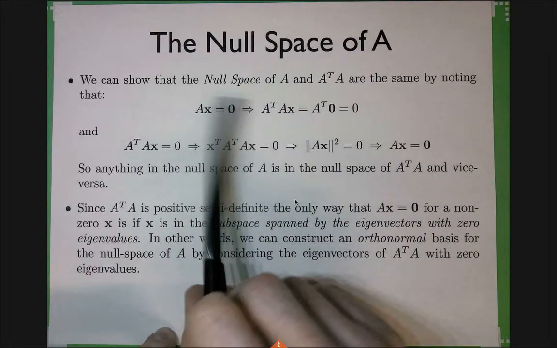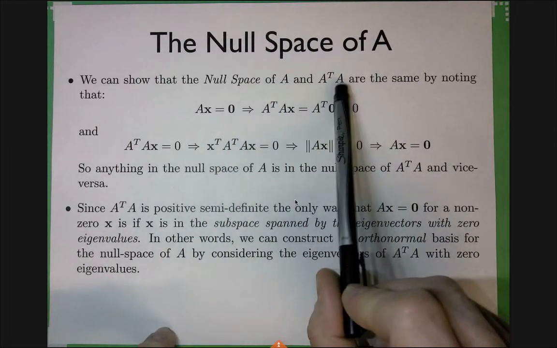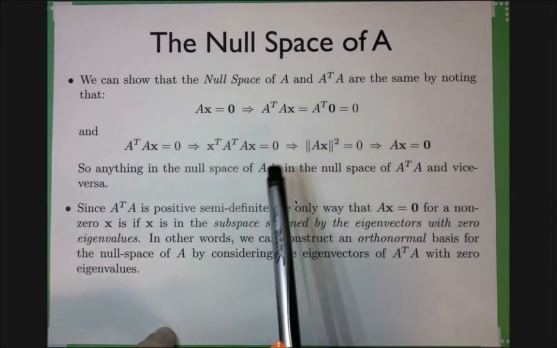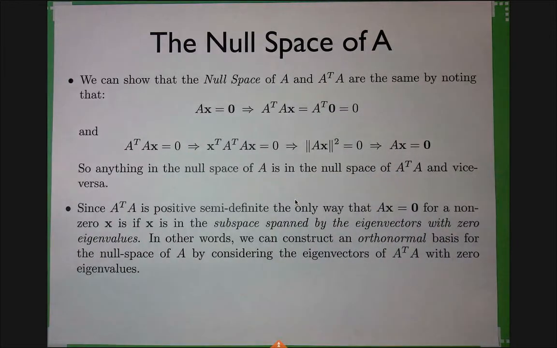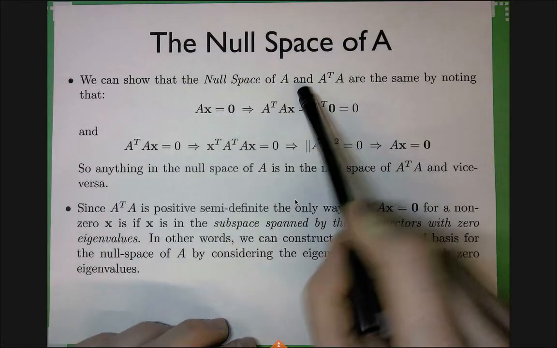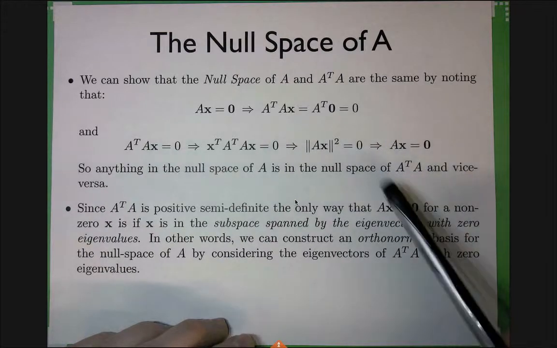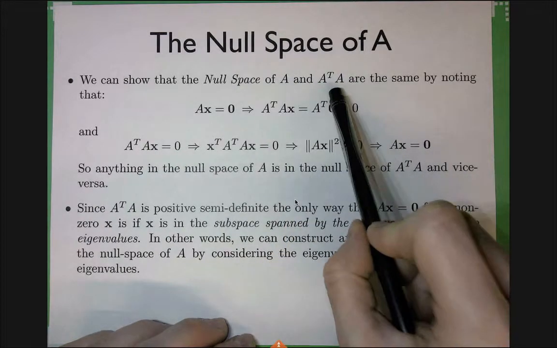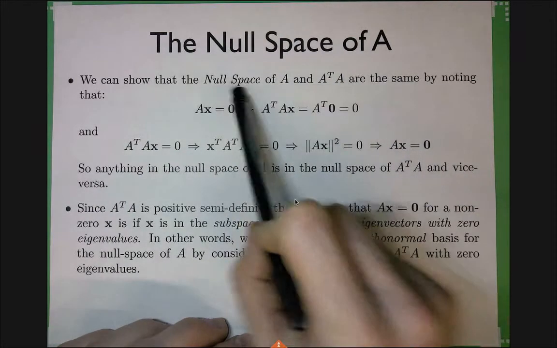So I claim that the null space of A is exactly equivalent to the null space of A^T A. This essentially points out the relatively close relationship between the two matrices, right? They are not the same, right? They don't even have the same size. This is a rectangular matrix, this is a square symmetric matrix, but they happen to share the same null space.